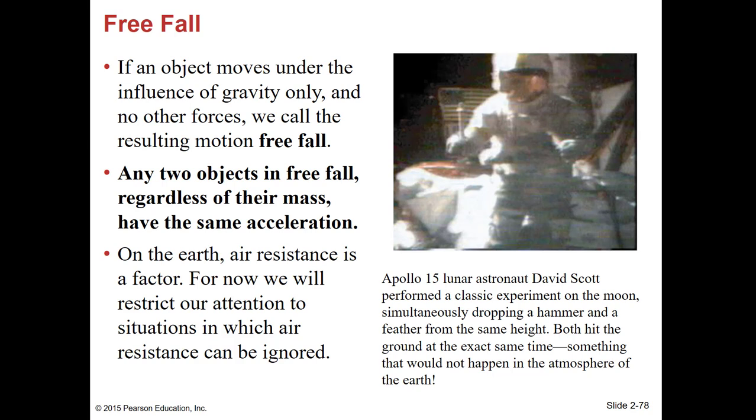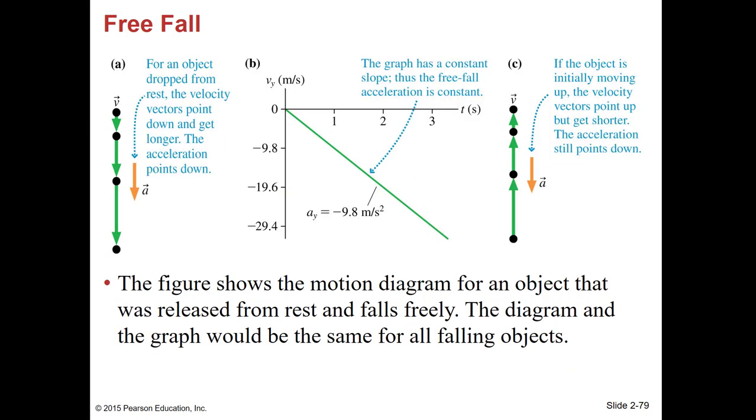Here's a famous picture of astronaut David Scott from Apollo 15 performing a classic experiment on the moon, simultaneously dropping a hammer and a feather, and they both hit at the same time. So try this. Drop a dollar bill and a quarter. You can imagine the quarter is going to hit the ground first. Now take the dollar bill, wad it up into a small shape, then drop them both, and they will hit the ground at the same time. We'll see that in class next week as well.